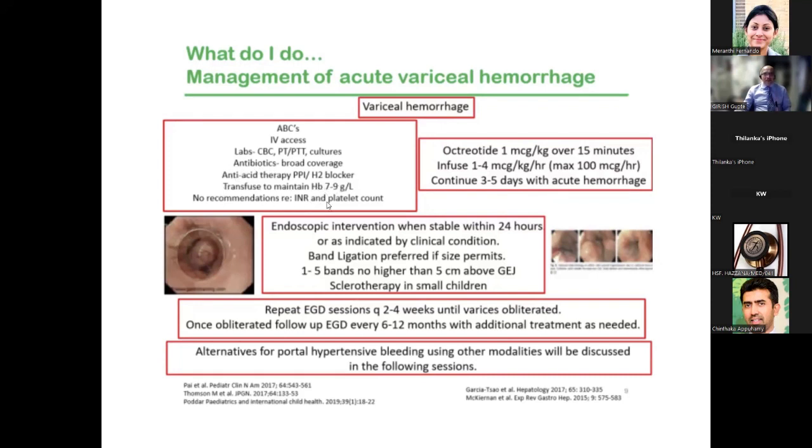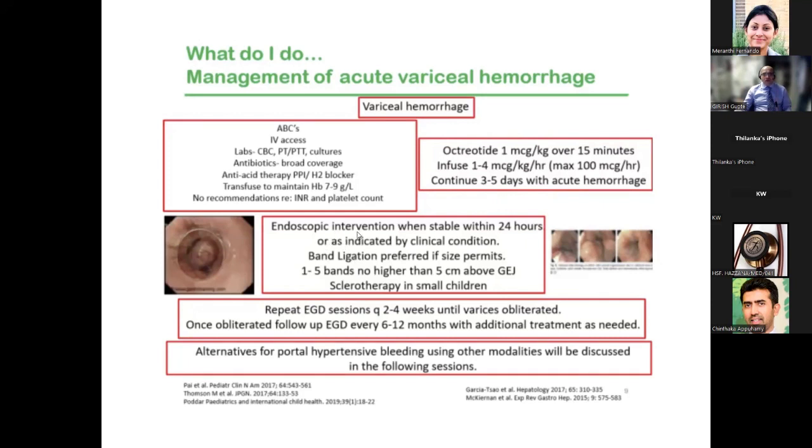And there are no specific recommendations regarding INR and platelet count, but obviously if your platelet count is less than 20, you need to give platelets, and if the bleeding is not stopping, then you need to give them. FFP I would use cautiously in these children, again because of the risk of volume overload, but it depends on the clinical scenario. The most important thing to control the bleeding is the use of somatostatin analogs called octreotide. You need to start octreotide as soon as possible, 1 microgram per kilogram over 15 minutes, and then infuse at the rate of 1 to 4 microgram per kilogram per hour. And you need to continue this for at least 3 to 5 days in children with acute variceal bleeding.